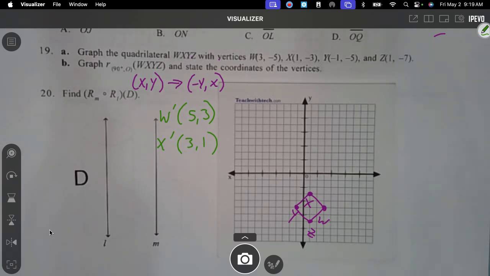Okay, let's look at my Y. Let me write that down. I switch them, but the 5 becomes positive, and the -1 is going to stay. So it becomes 7, 1. And then this one, my Z, it becomes 7, 1. And then I'm going to graph them.